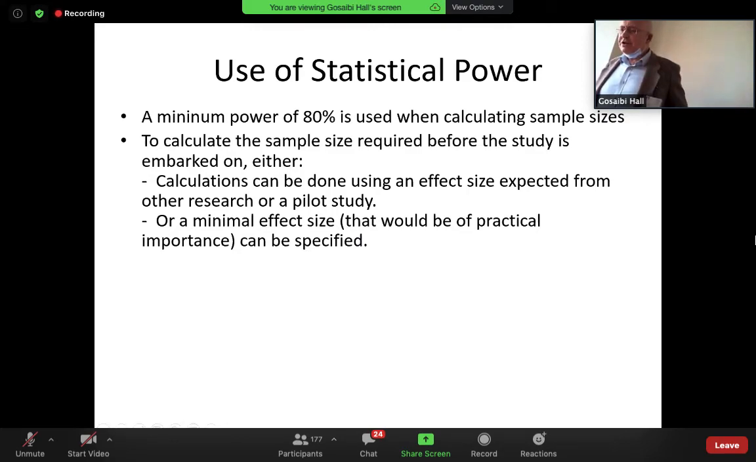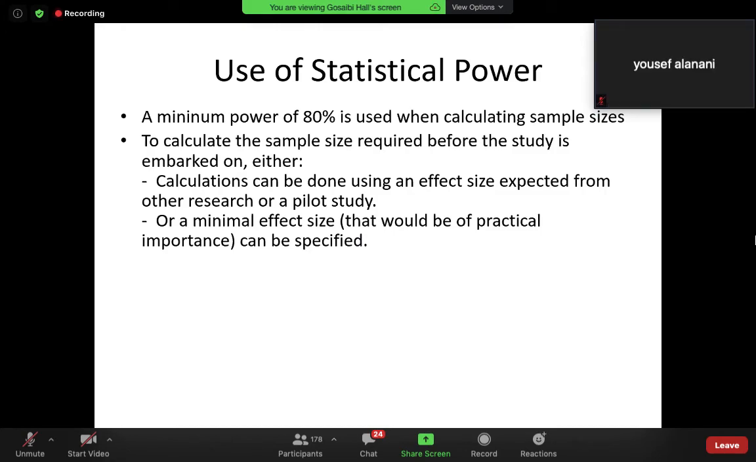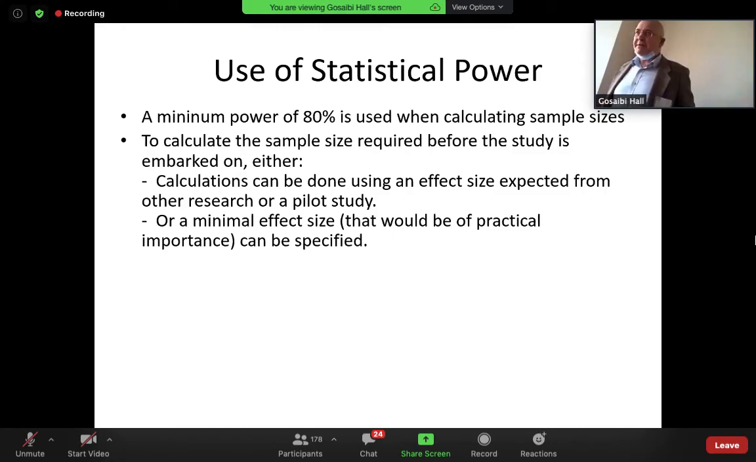We suggest, if you're going to work out a sample size, specifying a power of 80%. Okay, we need to do this before we start the study, and we can do our calculations based upon an effect size that comes from other research or from a pilot study. So you might just collect data from 10 patients, and the mean of your data will tell you roughly how large your effect size is. And then from that, you can work out how many patients you need in your study.